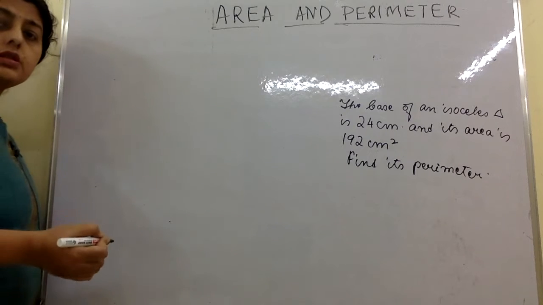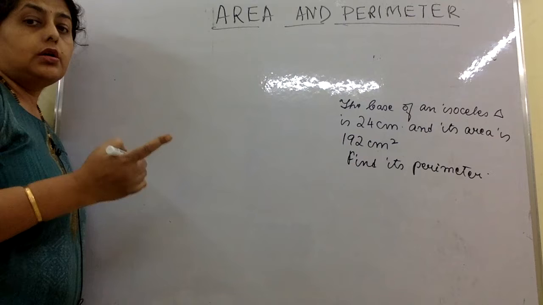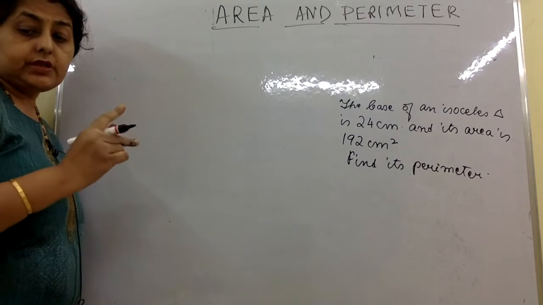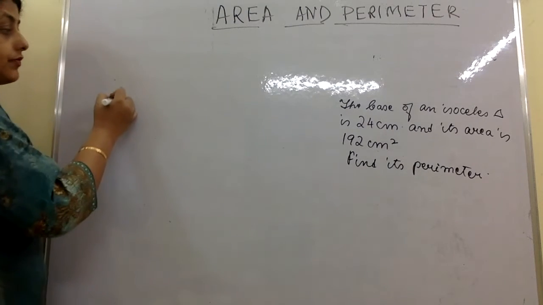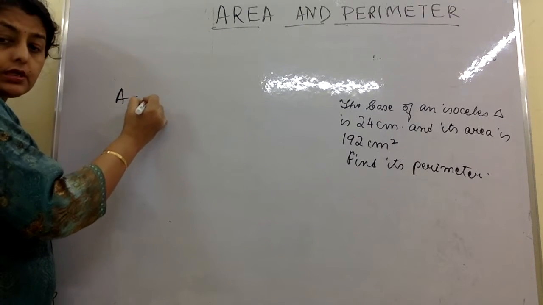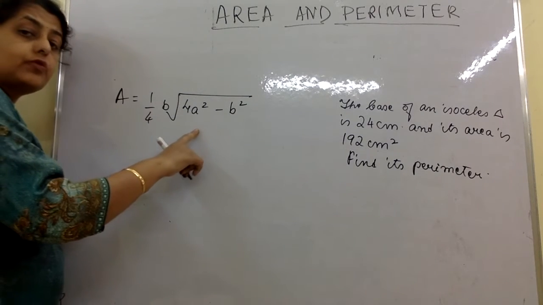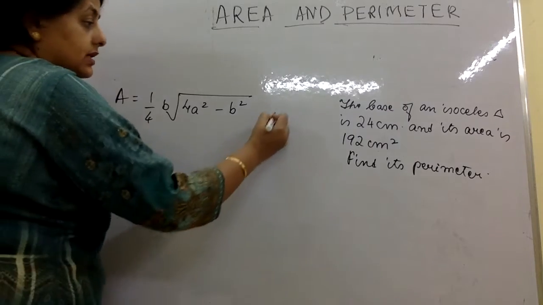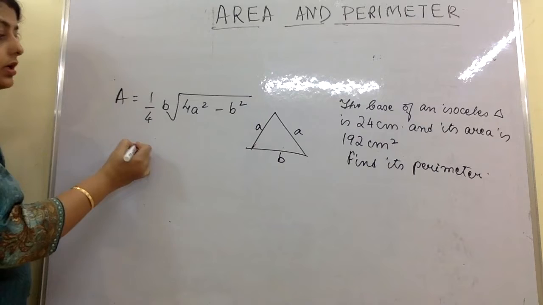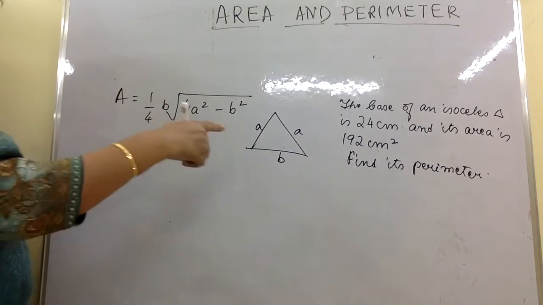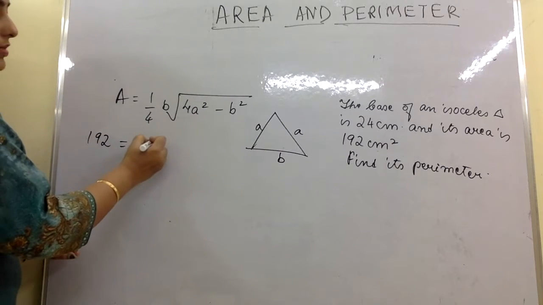Now the base of an isosceles triangle is 24 centimeters and the area is 192. Find its perimeter. Now if they have told you it is an isosceles triangle, what is the formula for the area of an isosceles triangle? Which is 1/4 b root of 4a square minus b square. Whenever we use this formula in the isosceles triangle, we take these equal sides to be a and this as b. This is the formula. So the base is 24 and area is 192. Note, okay.